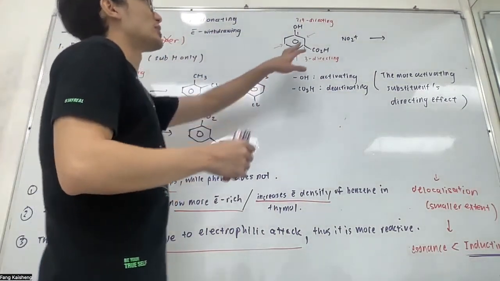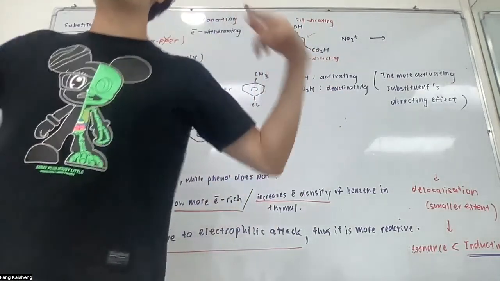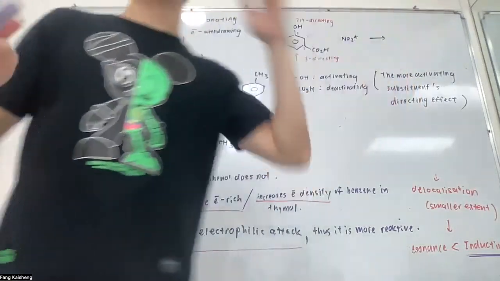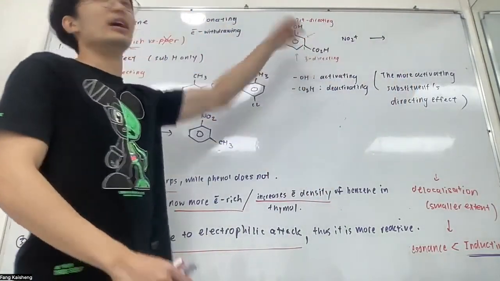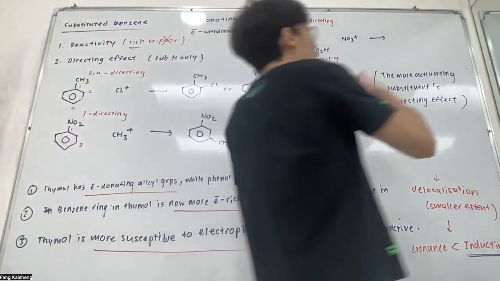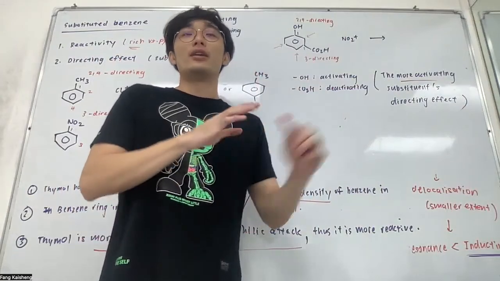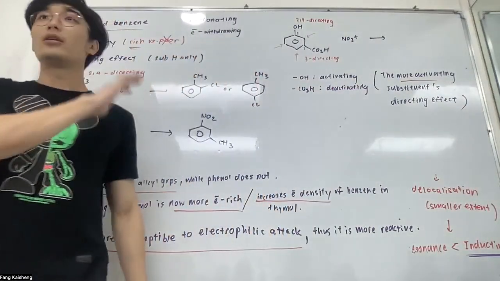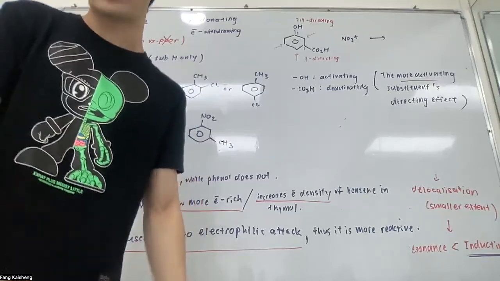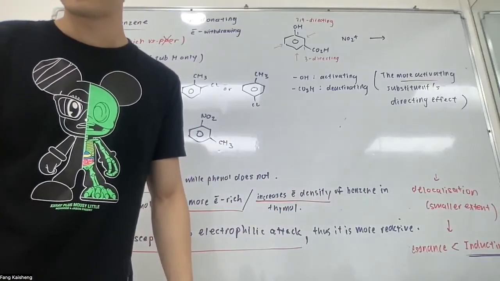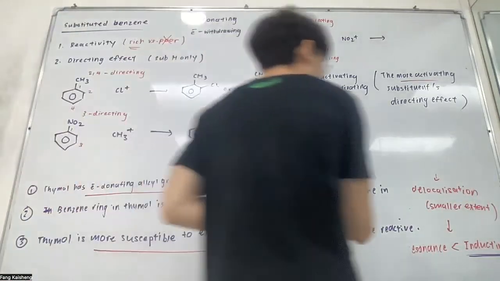There are other scenarios such as this. You have one activating and one deactivating, and depending on their positions, they might end up pointing to the same position. Then they reinforce each other, and that one is okay. But if they compete with each other, you must follow the more activating substituent. It's a competition. We'll practice more of this in the tutorial. For now, you can understand this concept quite simply: you give instructions to someone who's new, who's coming in. That's pretty much it. Any questions? Please ask now.